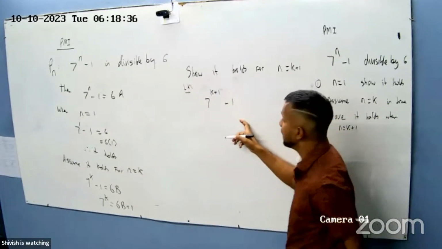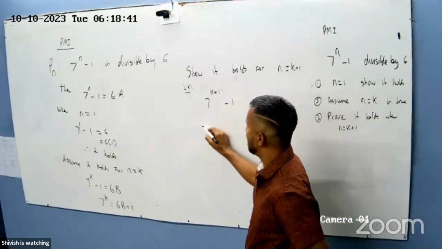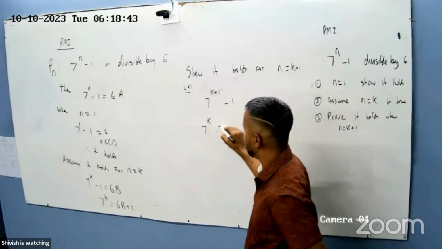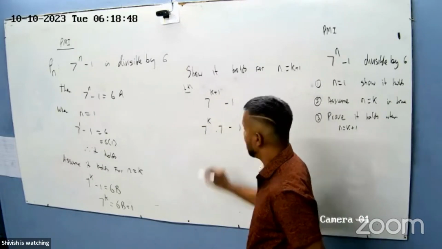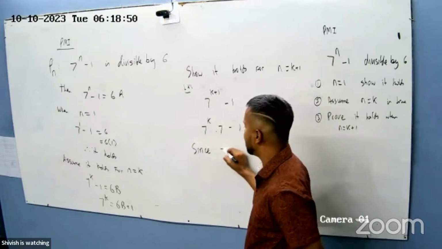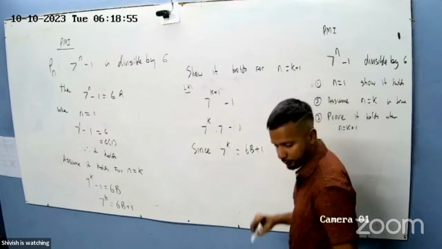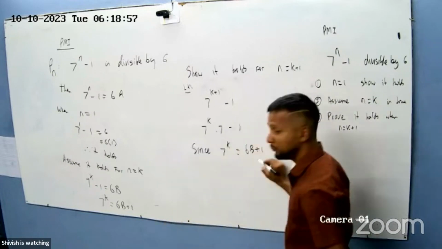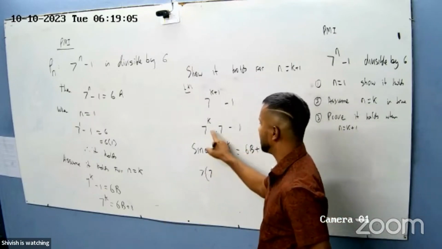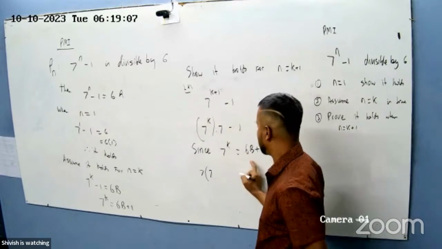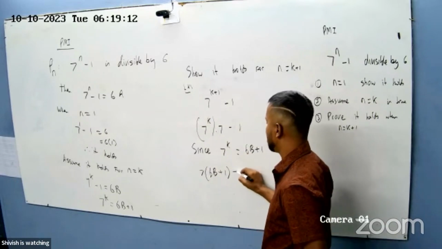We know that whenever we add in the same base, we can multiply, so 7 to the k by 7 minus 1. And we know what 7 to the k is. 7 to the k is 6b plus 1. So now I'm going to substitute here, and I'll get 7 by 6b plus 1 minus 1.